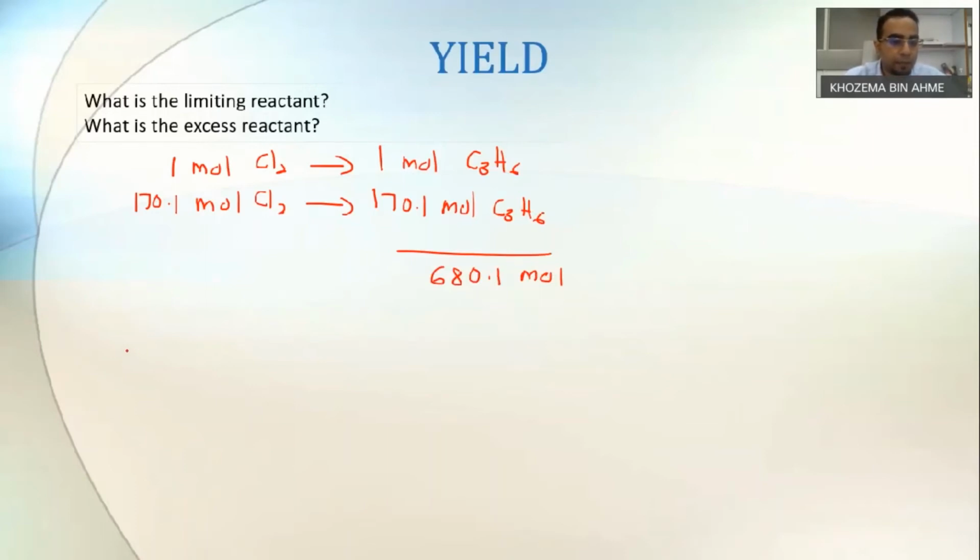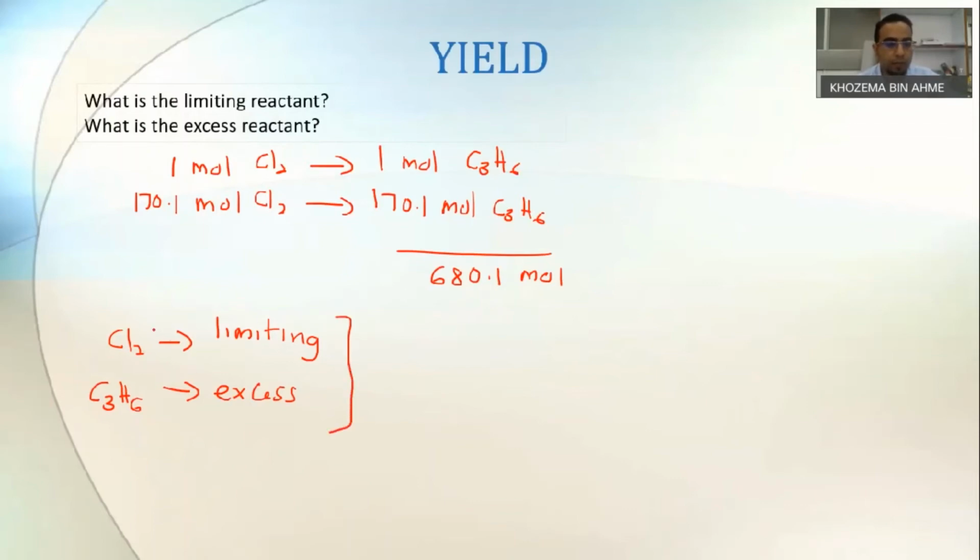So based on this relationship, I can say that my limiting reactant is chlorine. So this is my limiting reactant, and my excess reactant is my propane. So this is the answer for what is my limiting reactant and what is my excess reactant. The same thing, you can use the extent of reaction to find these two. You will get the same answer: chlorine is the limiting reactant and propane is your excess reactant.